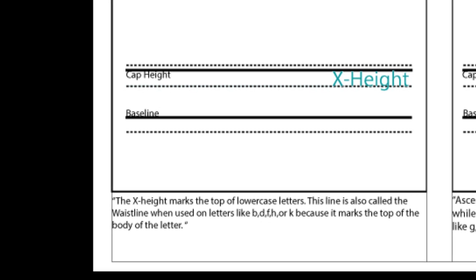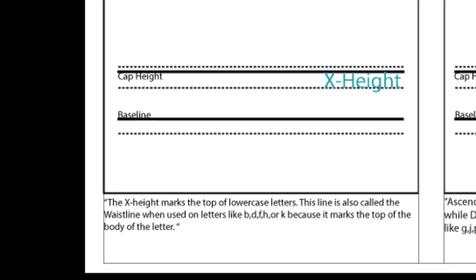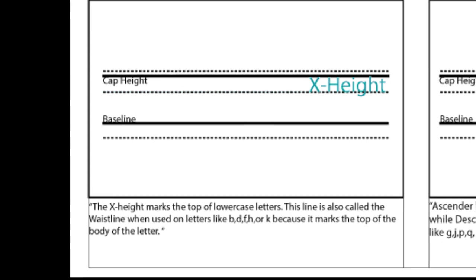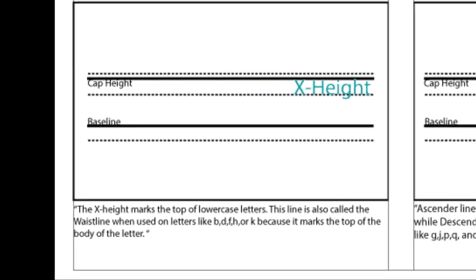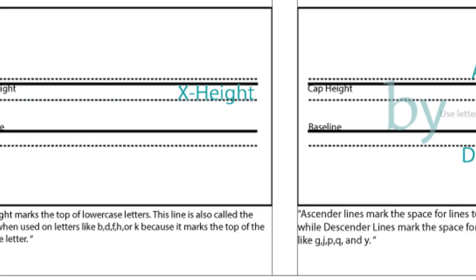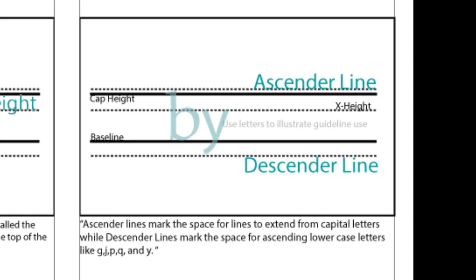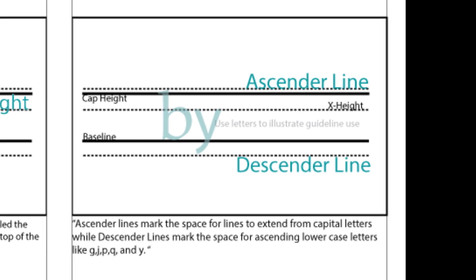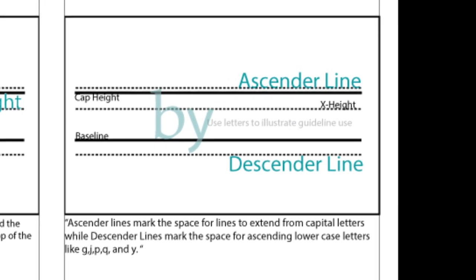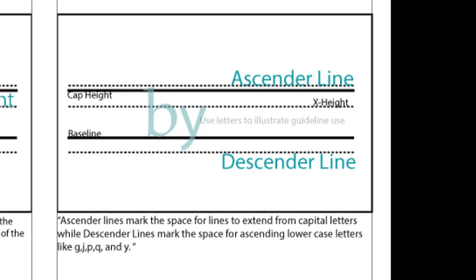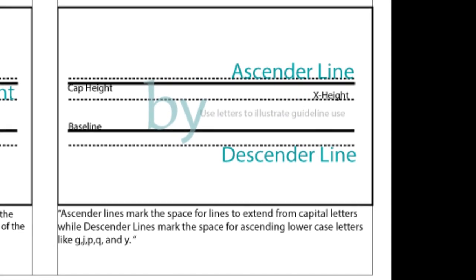This line is also called the waistline when it is used for letters like B, D, F, H, or K because it marks the top of the body of the letter. Ascender lines mark the top of accents that may fall over the cap height, while descender lines mark the space for descending lowercase letters like G, J, P, Q, and Y.